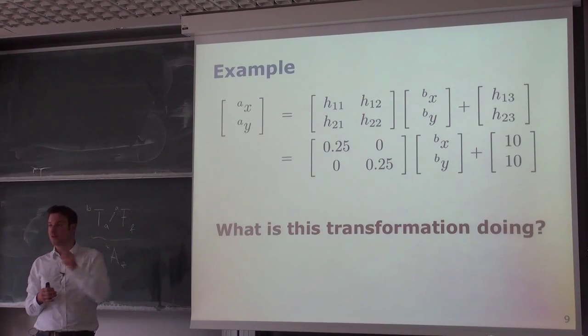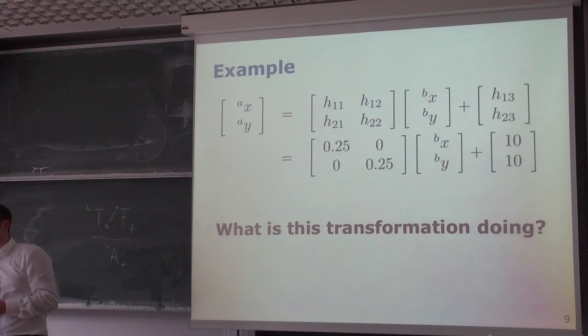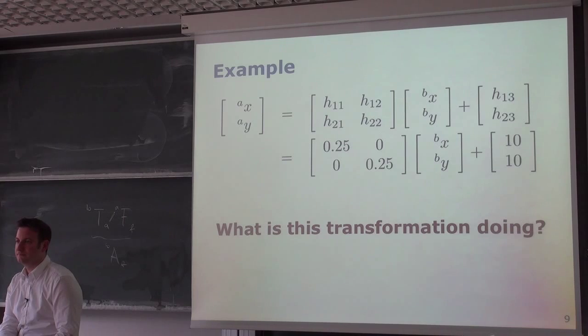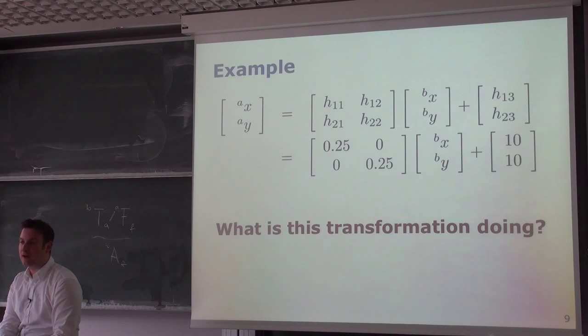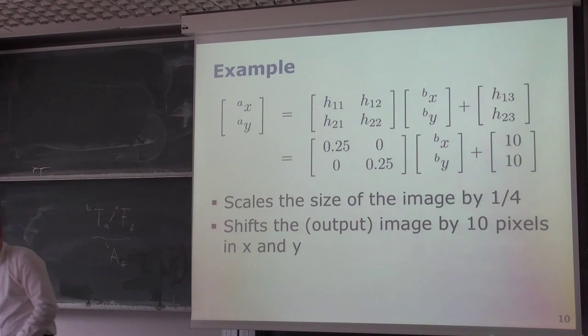Can you see what this transformation is doing? Yeah? It's shrinking images and at the same time also shifting it. Yeah, so we are first shrinking our image to a quarter of its original size, and then we shift it by 10 pixels in the x and by 10 pixels in the y direction. Okay?